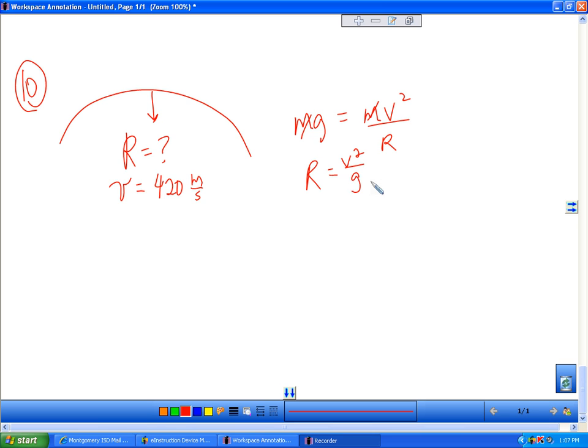And again, they don't give you much information because you don't really need it. So 420 meters per second. Don't forget to square it and divide by 9.8. So when I did that, I got the radius to be 18,000 meters.